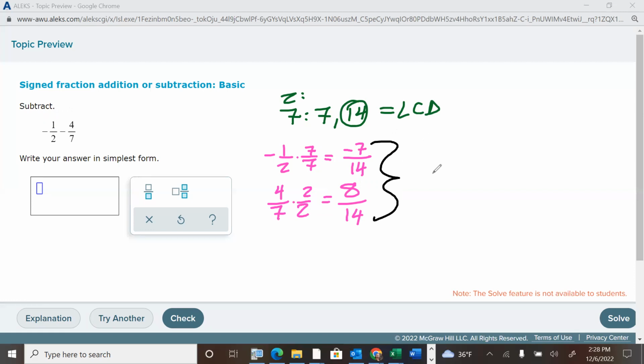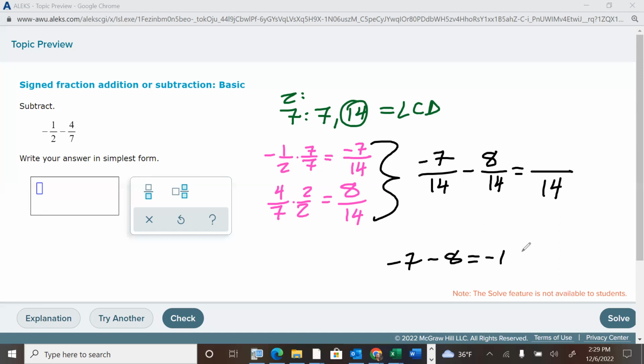So now the negative 1/2 is being represented by negative 7/14. And then we've got that subtraction sign that we didn't ever do anything with. And then the 4 sevenths, that's going to be represented by the 8/14. Okay, so the denominators are the same. So we know that in the answer, it's going to be a 14 for the denominator. So we've got negative 7 minus 8. Well, isn't that just negative 15?